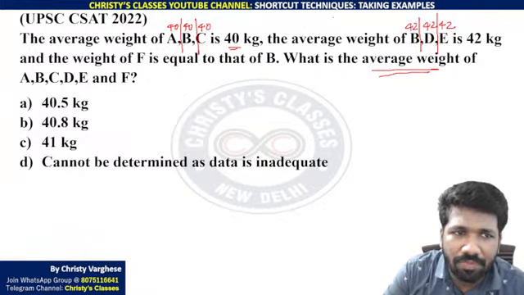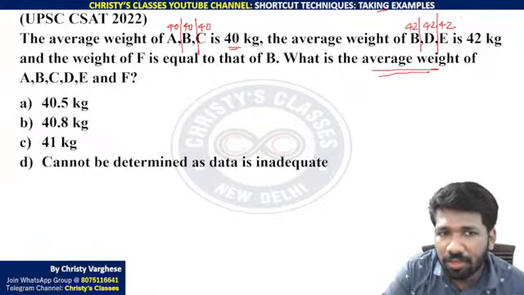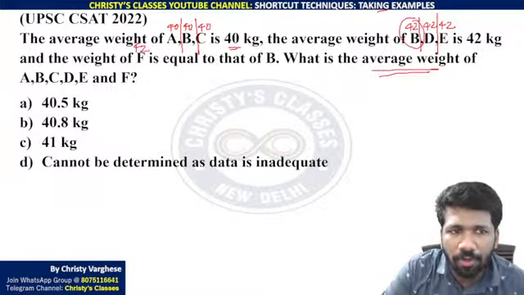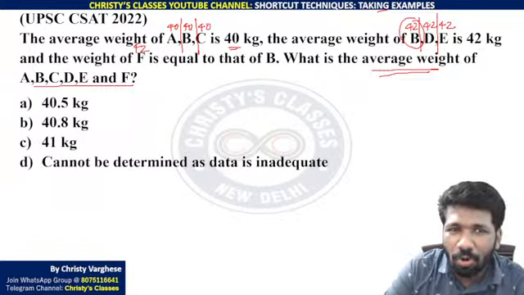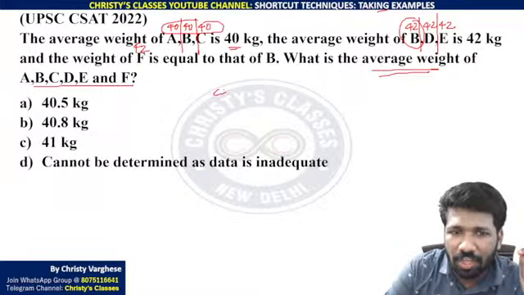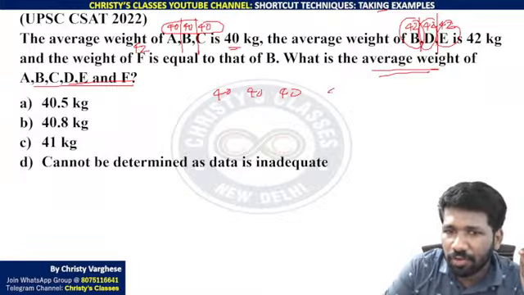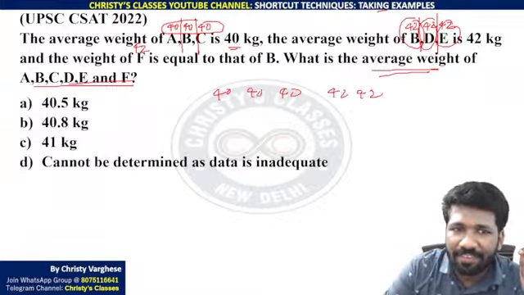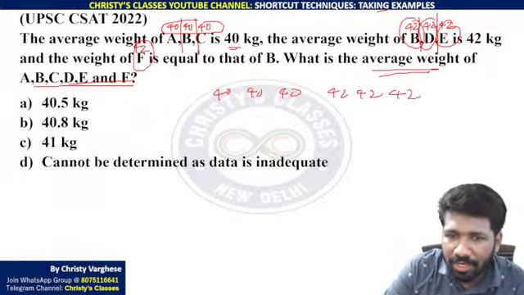Now this sentence is very important. Weight of F is equal to B. B we assumed 42, so F also should be 42. Now the average weight of A, B, C, D, E, F is what we need. All the data we have with us now. A, B, C is 40, 40, 40. D, E, F: D is here, E is here, 42, 42. What about F? F we already know. F is also 42 by the given data.